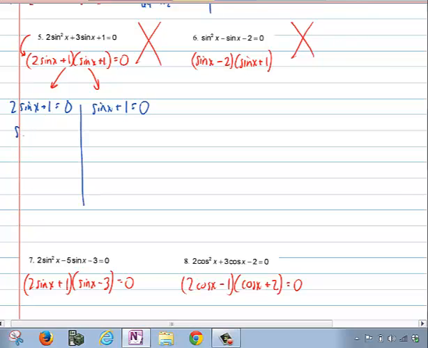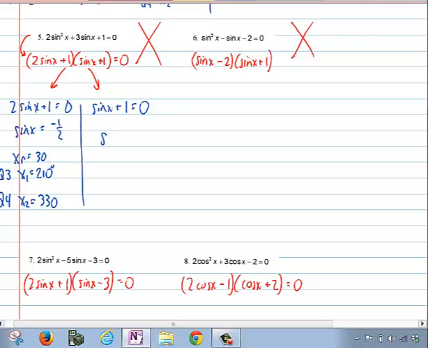The solution on the left is going to be sine of x equals negative 1/2. The reference angle will be 30, because the first answer is in quadrant 3. The first solution will be 210 degrees. Sine is negative in quadrant 3, and it's negative in quadrant 4. So the next solution would be a 30-degree angle in quadrant 4, which is 330 degrees.